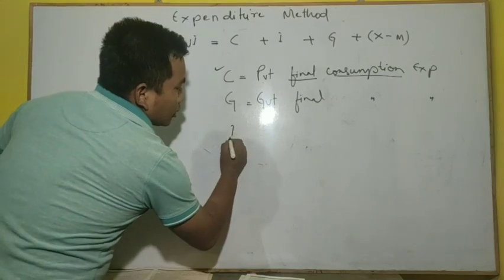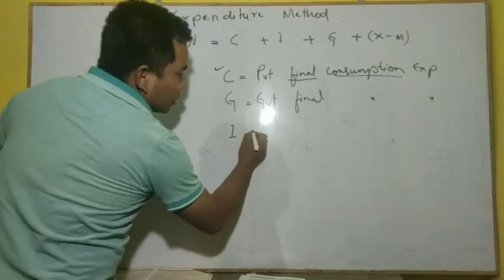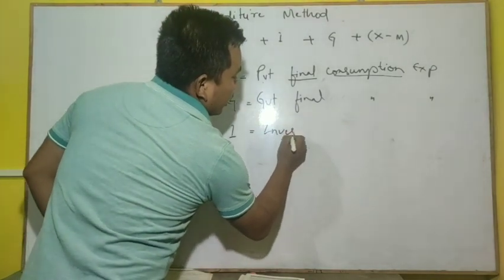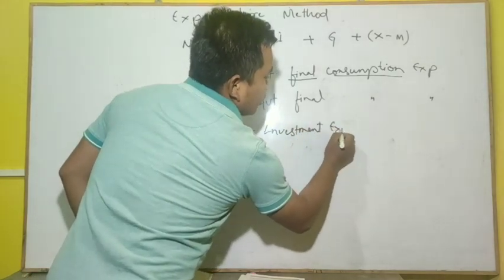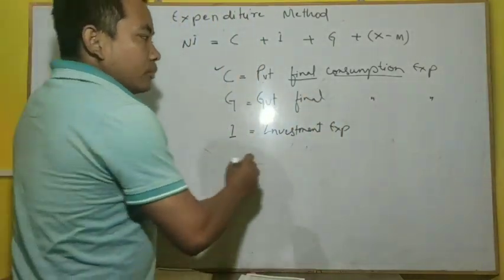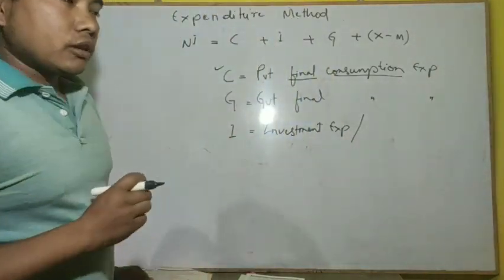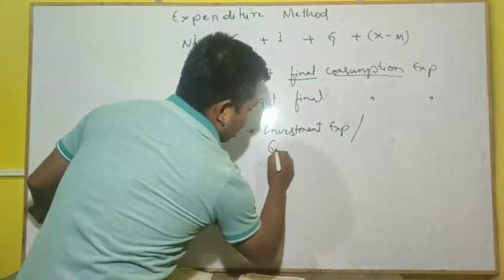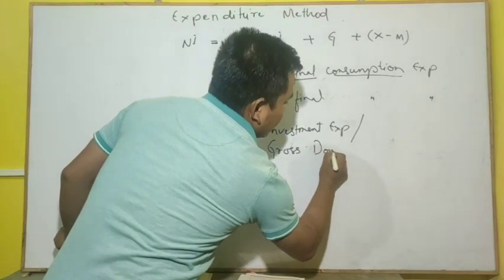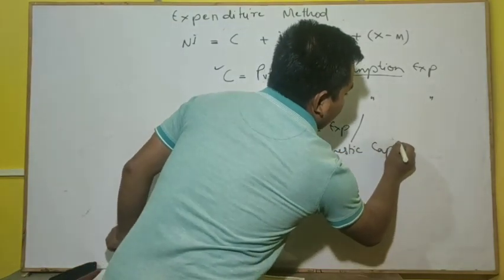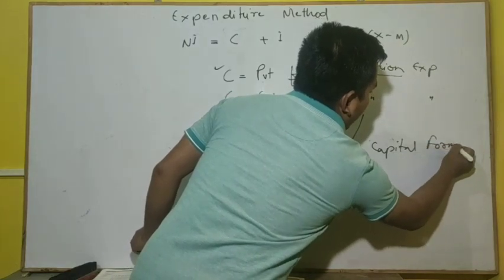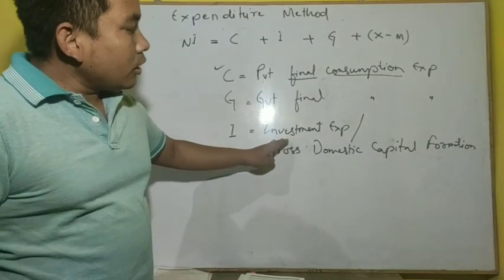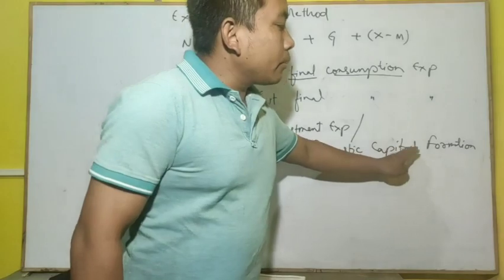Here comes the most important and the most interesting one, I. What is this I? This I is known as investment expenditure. Let's remember this, the second term. Often people get confused in this second term. This investment expenditure is also known as gross domestic capital formation.